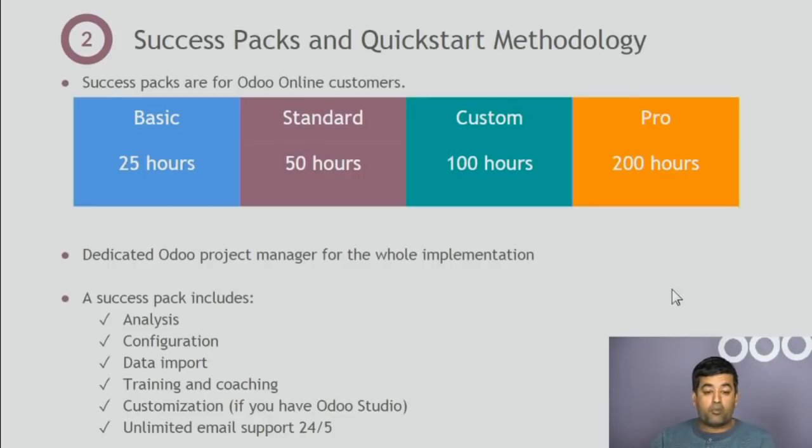So if you went to our pricing page and you clicked on the success packs, the top portion of this slide is pretty much what it would look like for you as the customer going onto the website. So at Odoo, success packs and Quickstart methodology, firstly, the success packs are broken into different categories. And so we have our basic pack, which is 25 hours. We have a 50-hour pack, a 100-hour pack, and a 200-hour pack. And that's not to say that if you wanted 150 hours, you couldn't get it. You could still receive a 150-hour pack. We would just take a 100-hour pack and multiply the quantity by 1.5 to give you that 150 hours.